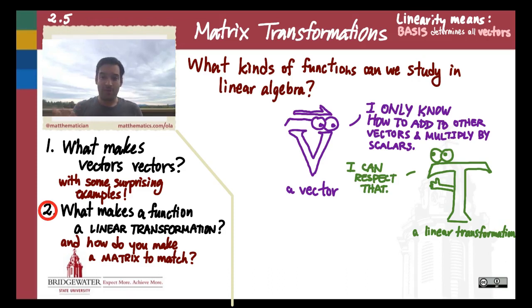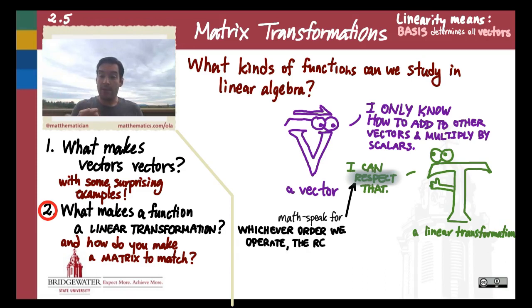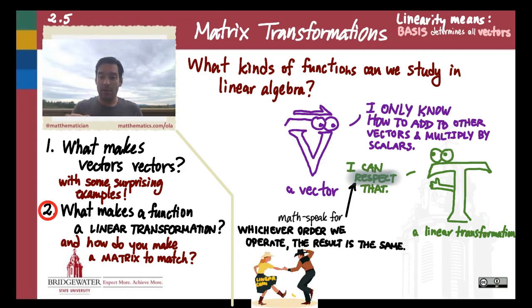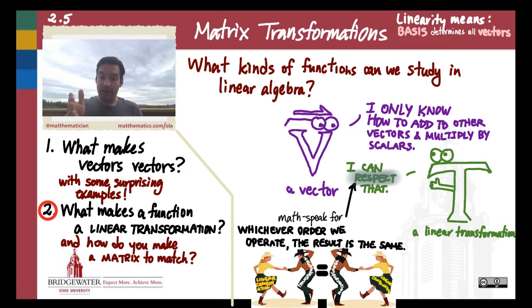So a mathematician, if we're putting a sort of a fancy speak hat on, will say a linear transformation is a function which respects the structure of a vector space, which respects addition, and which respects scalar multiplication. And that's just another way to say that whichever order we operate, the result is the same. In other words, if we take a linear combination of some vectors and then we apply a linear transformation, then the result is exactly the same as if we had first applied the linear transformation to each of those vectors and then done the linear combination.